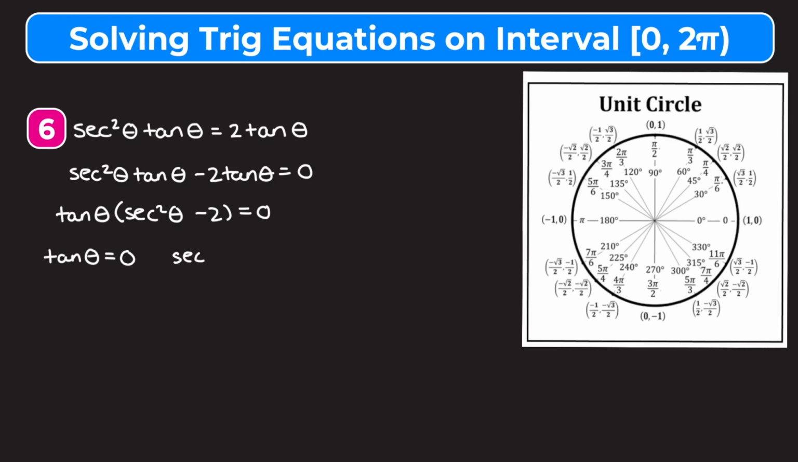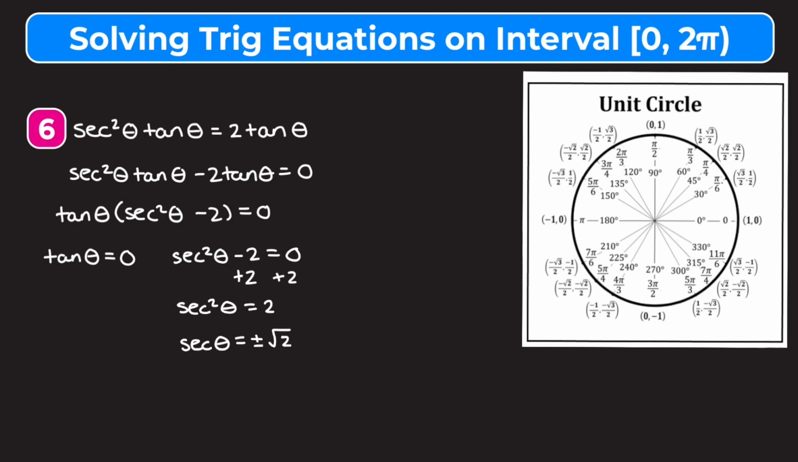Then we have secant squared theta minus 2 equals 0. We don't have to do anything to the left equation. For the right equation, we want to isolate secant theta. We're going to start by adding 2 to both sides. So we have secant squared theta equals 2. Square root both sides to get secant of theta equals plus or minus root 2.